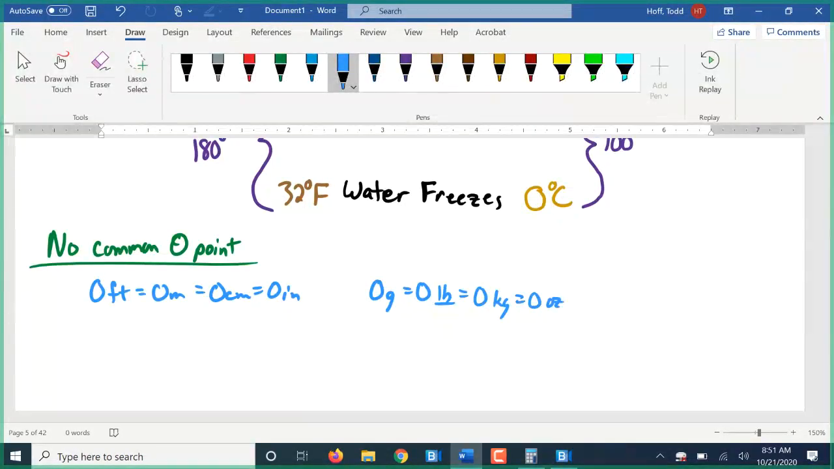0 is 0 no matter what unit we're using to measure weight or mass. Or 0 gallons equals 0 liters. Again, no matter what unit we're using to measure capacity, 0 is 0. Here, that is not true. 0 degrees Fahrenheit does not equal 0 degrees Celsius.